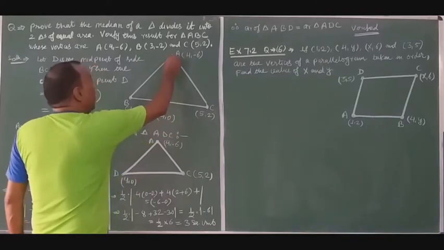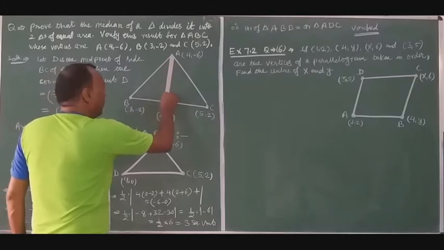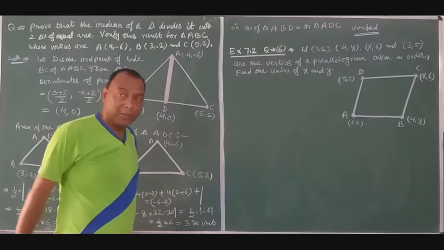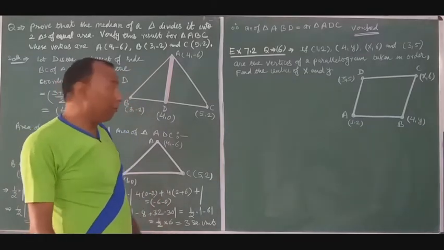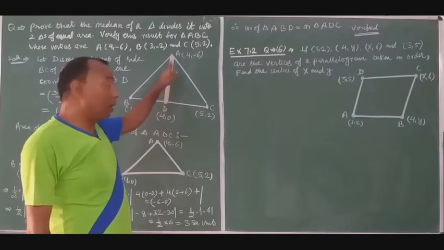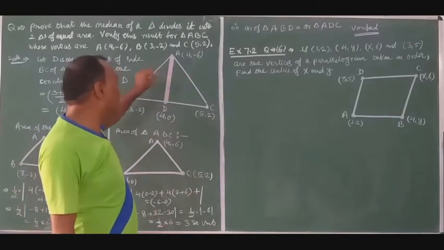This AD is the median. What is the definition of a median? The line segment joining the midpoint of any side of a triangle to its opposite vertex is known as a median. It means AD is the median.